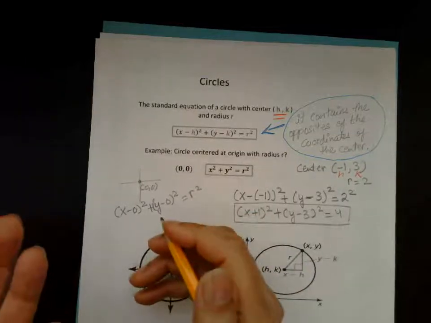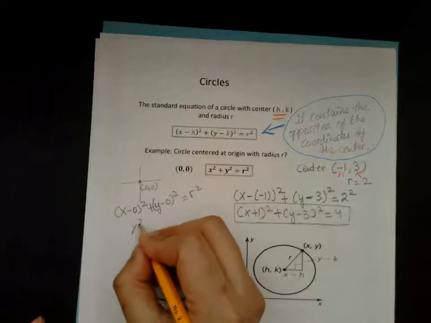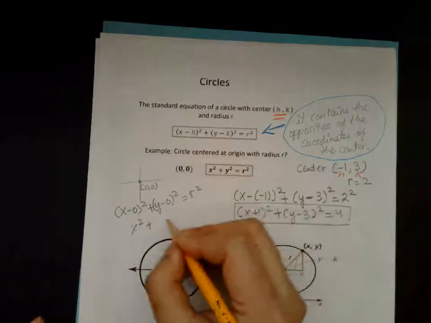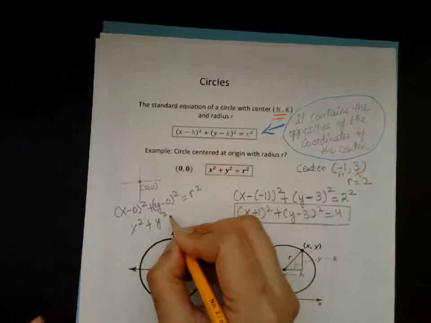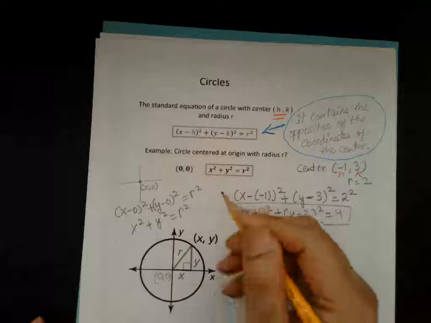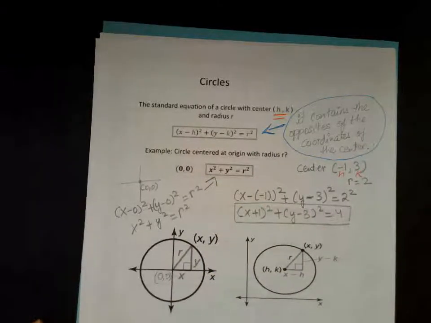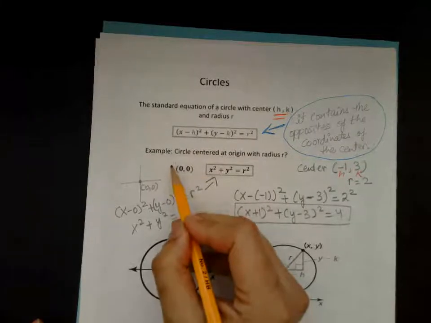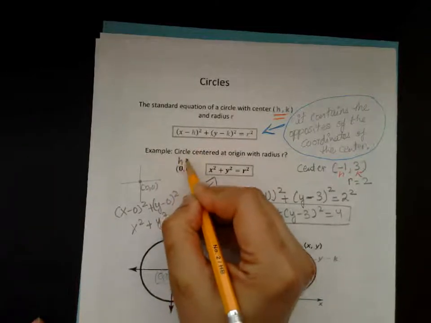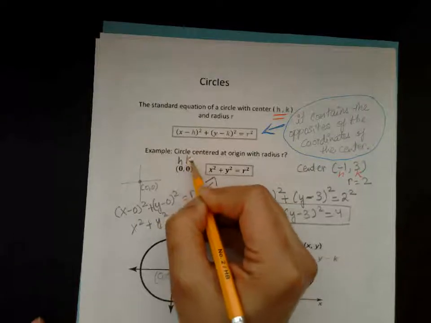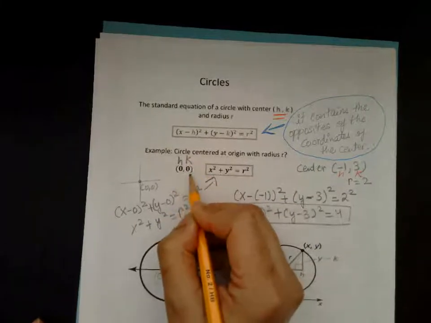x minus 0 is what? x squared. y minus 0? y squared, which is equal to r squared. So that is why you will have x² + y² = r², but only when you have both h and k as 0 and 0.